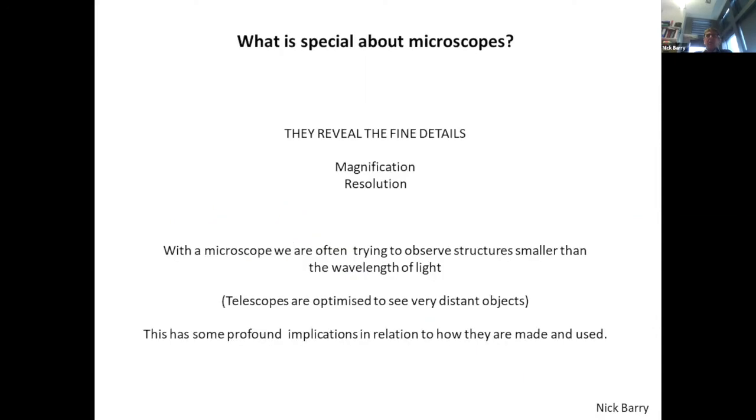So what is special about microscopes? They really are optimized to reveal the fine details. So you need two things for that: magnification and resolution. And in this case, we're actually trying to look at things that are smaller than the wavelength of light we're working with. So visible light, 500 to 700 nanometers. We might be trying to look at a vesicle of a few hundred nanometers in dimension inside a cell. So this is slightly different to telescopes, which are optimized basically to look at very, very distant objects. This means that microscopes have some conceptual differences in how they're made.